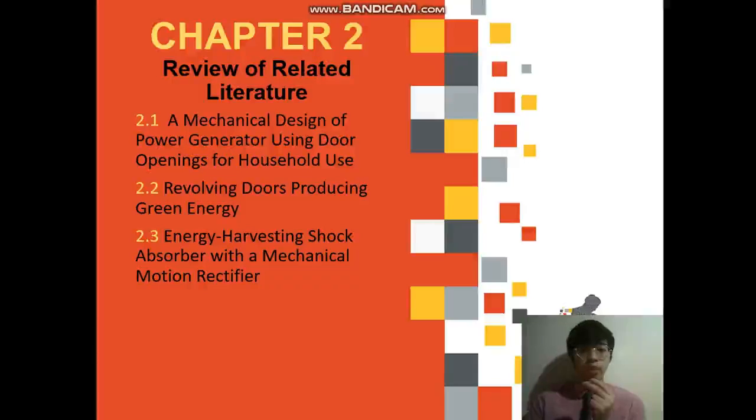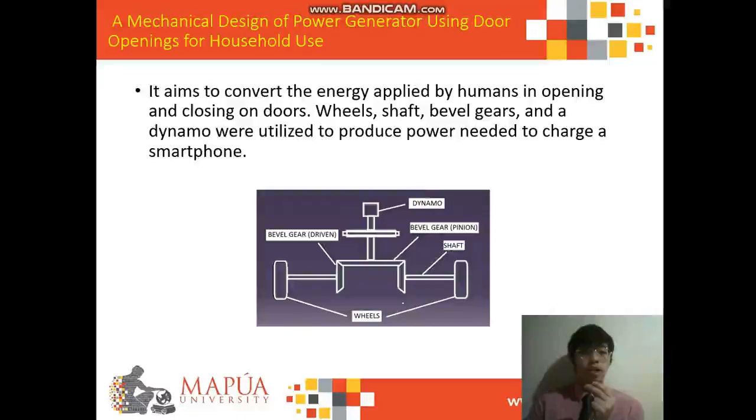So, Chapter 2, Review of Related Literature. I will discuss the first three. The first is the mechanical design of power generator using door openings for household use. This paper aims to convert the energy applied by humans in opening and closing doors. Wheel shafts, bevel gears, and the dynamo were utilized to produce power needed to charge a smartphone. And this picture shows the diagram of their prototype.